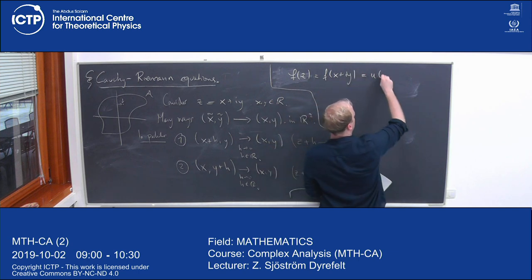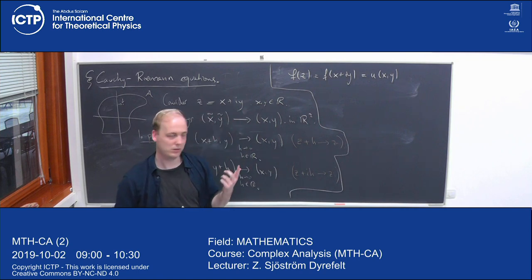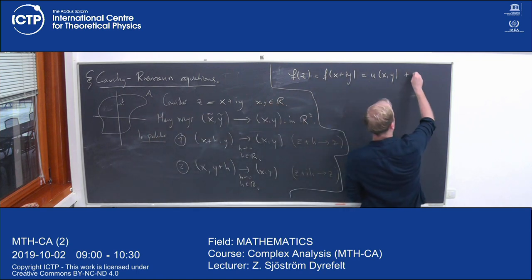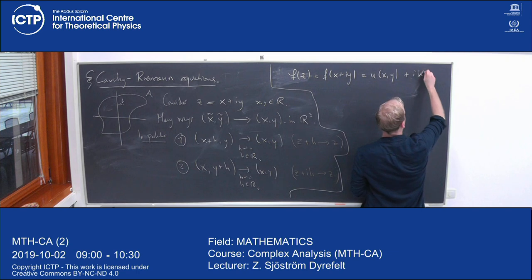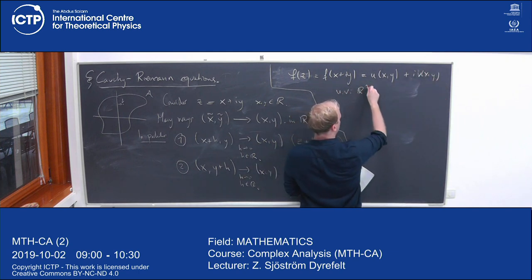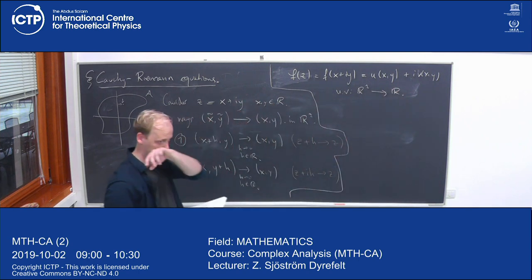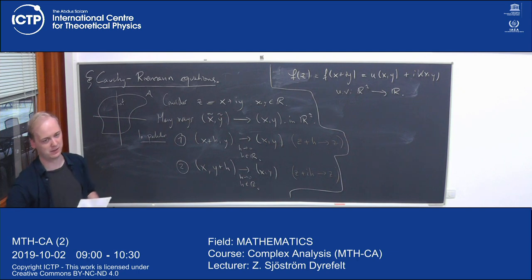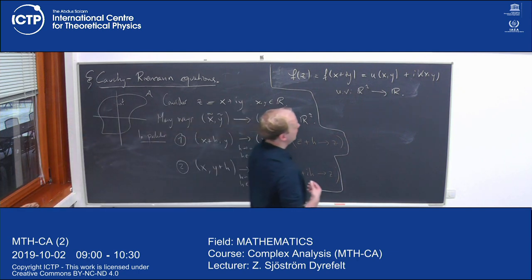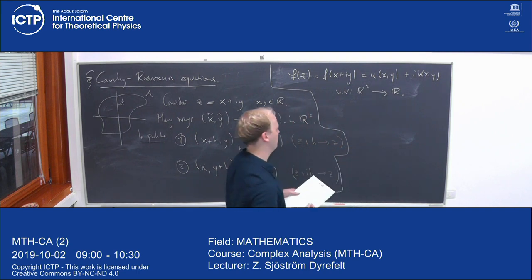We write it using two real functions, like this, with its real and imaginary part, where u and v are defined on R2, but they take values in the real numbers. So we don't take values in R2 or something like that, we take values in the real numbers. So we can always write it like this. This is clear, but we can always decompose a function.